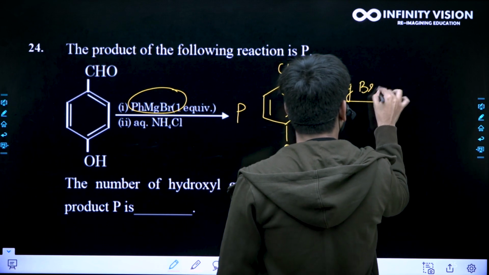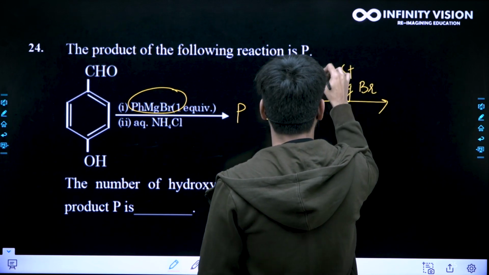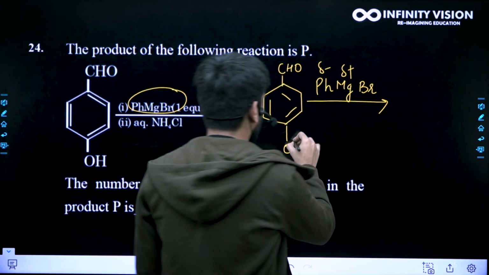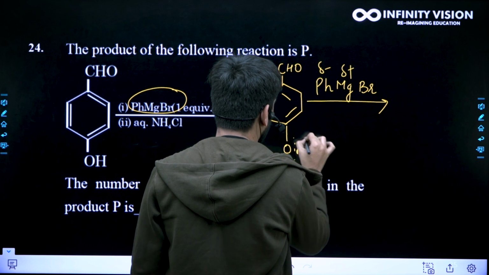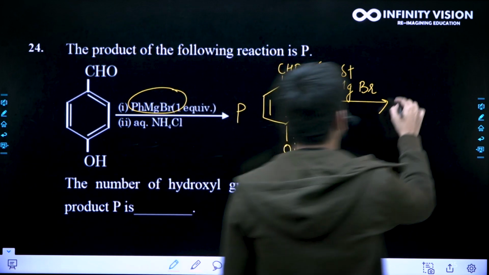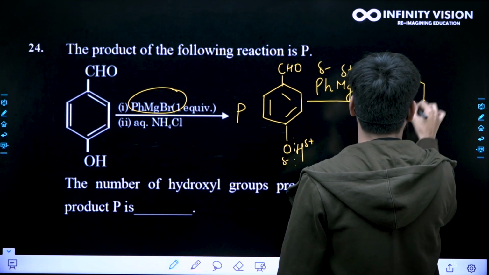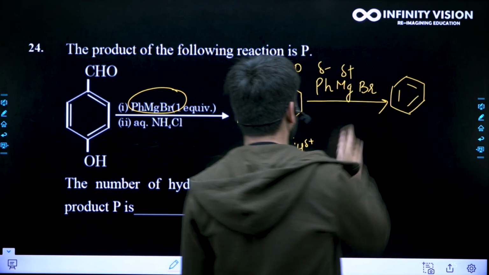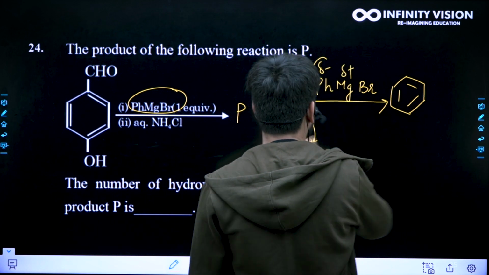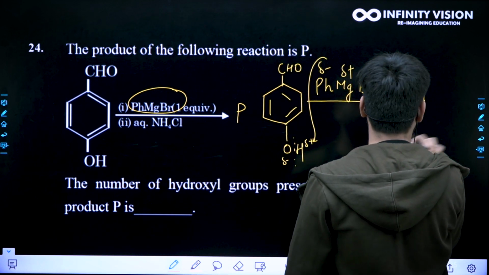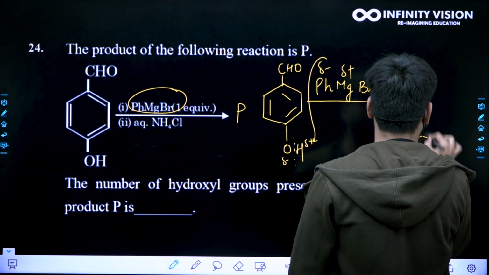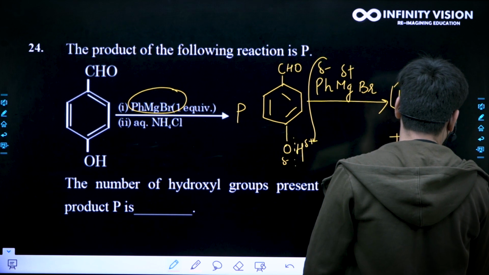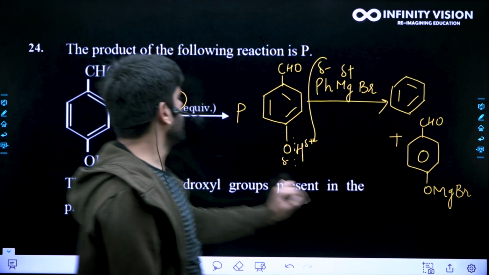We know metals are electropositive. We get positive charge here. This will give us carbanion. Then here we can write partial negative, partial positive, right? So what do we get? We get benzene, because H will combine with this. It will attack on this H, right? And also we get CHO and we get OMgBr, right?